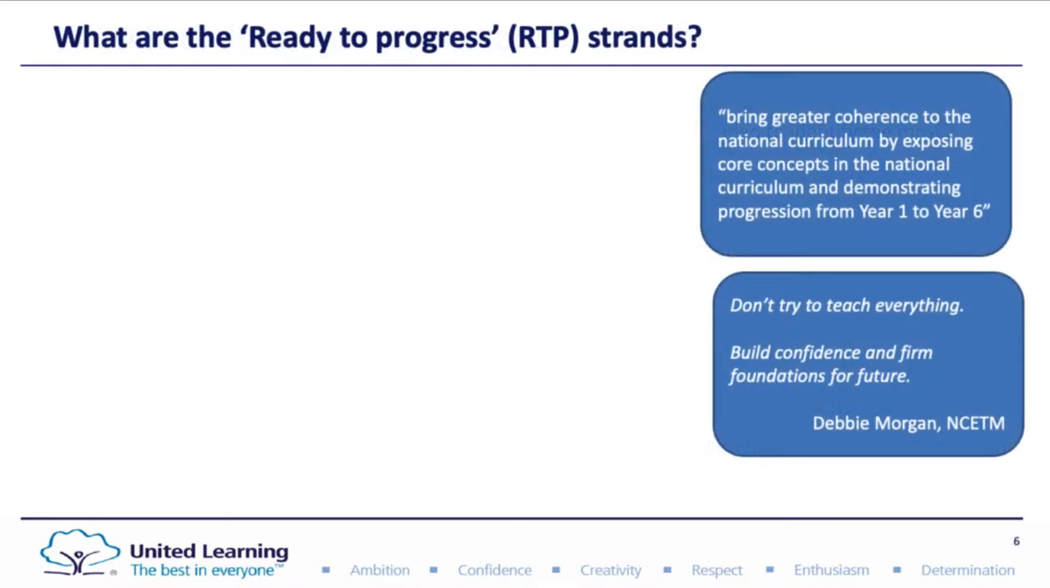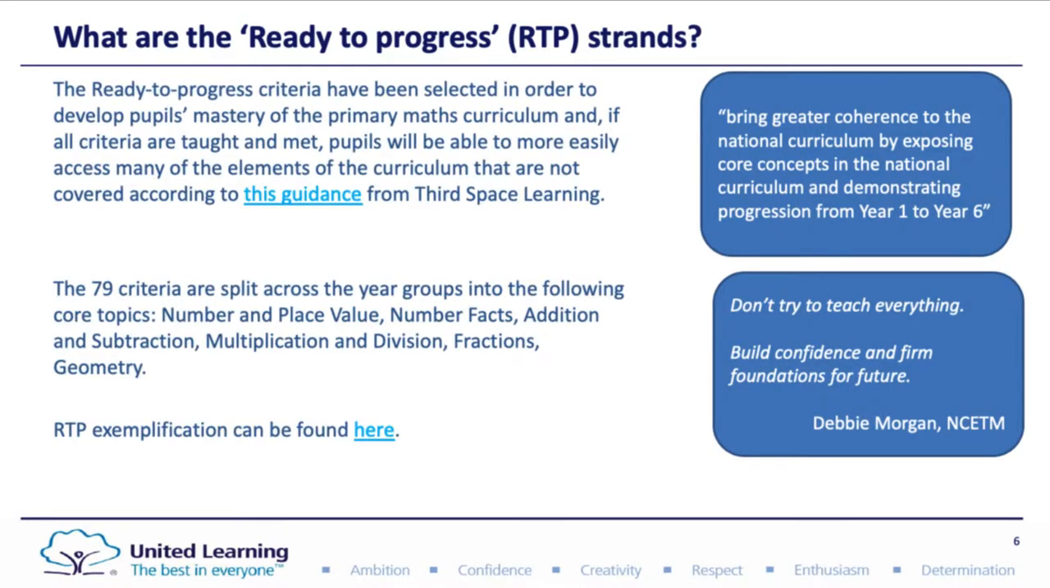So what are the ready to progress strands? If you haven't been using these yet, the ready to progress criteria has been selected in order to develop pupils' mastery of the primary maths curriculum. And if all the criteria are taught and met, pupils will be able to more easily access many of the elements of the curriculum that are not covered, according to the guidance from Third Space Learning. Now there's a link here which you'll be able to link through when you get the slides from this.